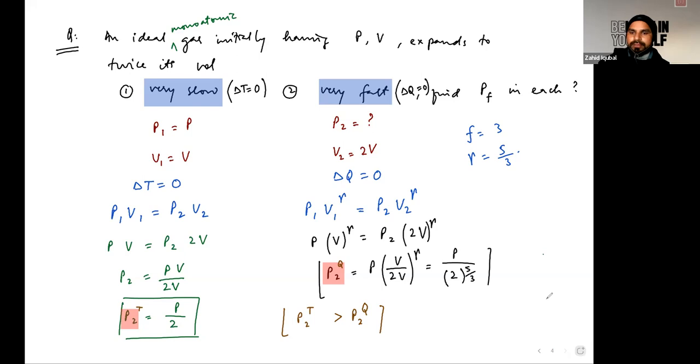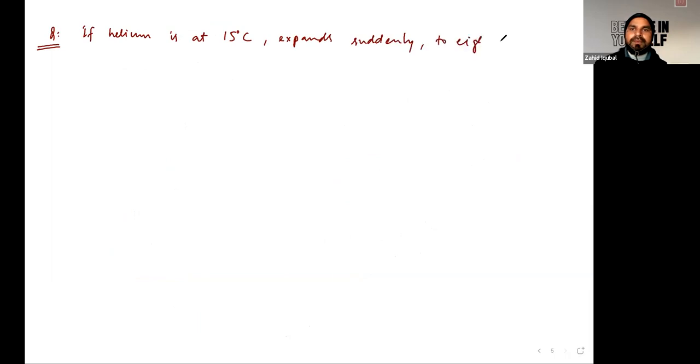Okay, next question will be on the basis of this equation of state. If helium at 15 degrees Celsius expand suddenly to 8 times initial volume, find final temperature.